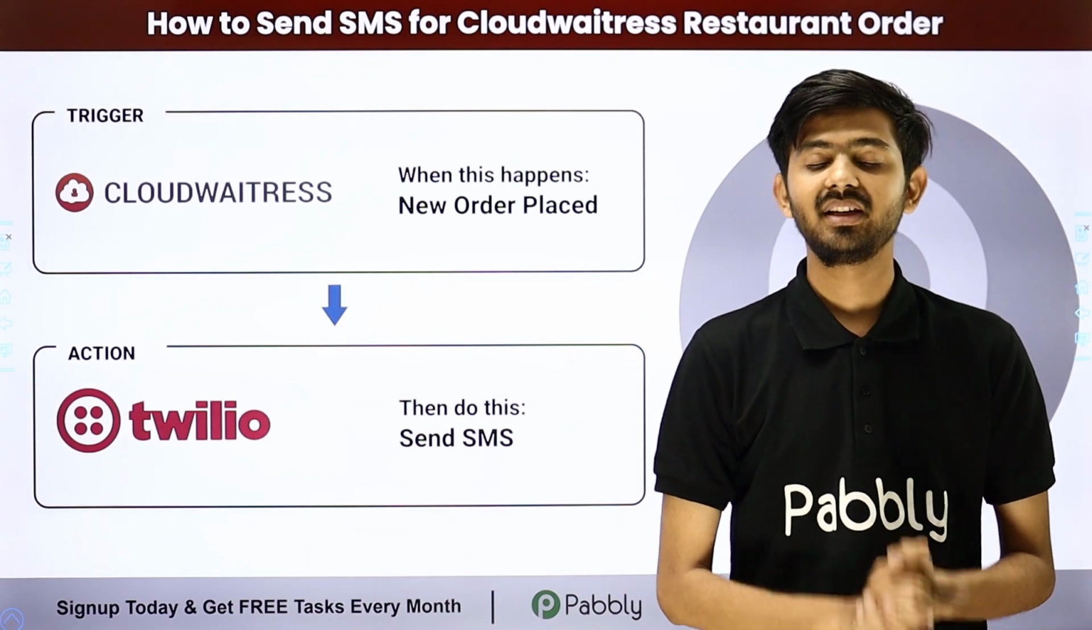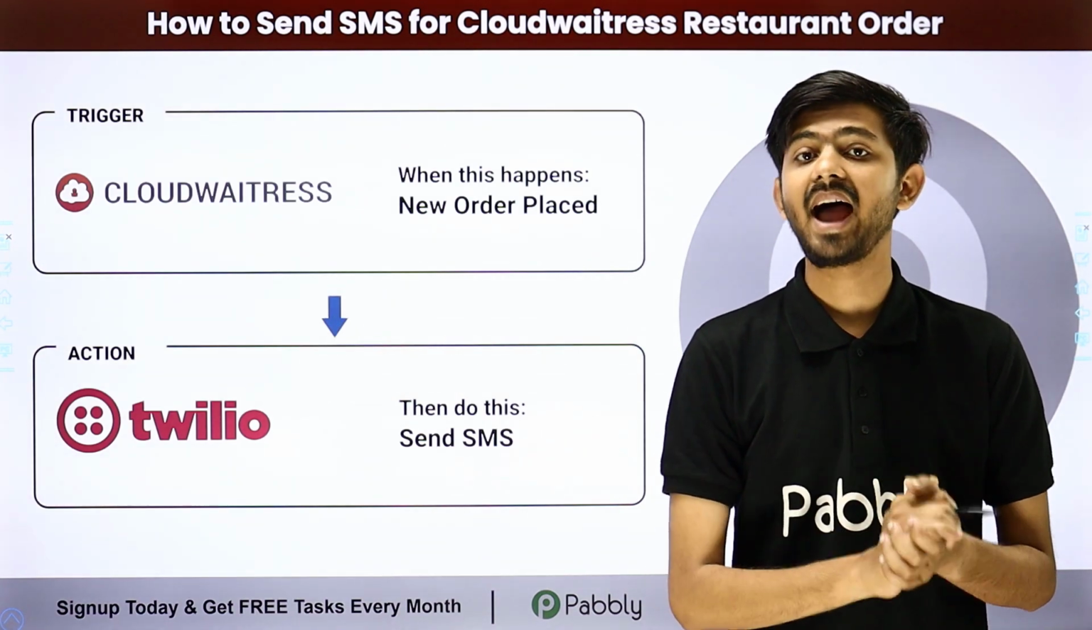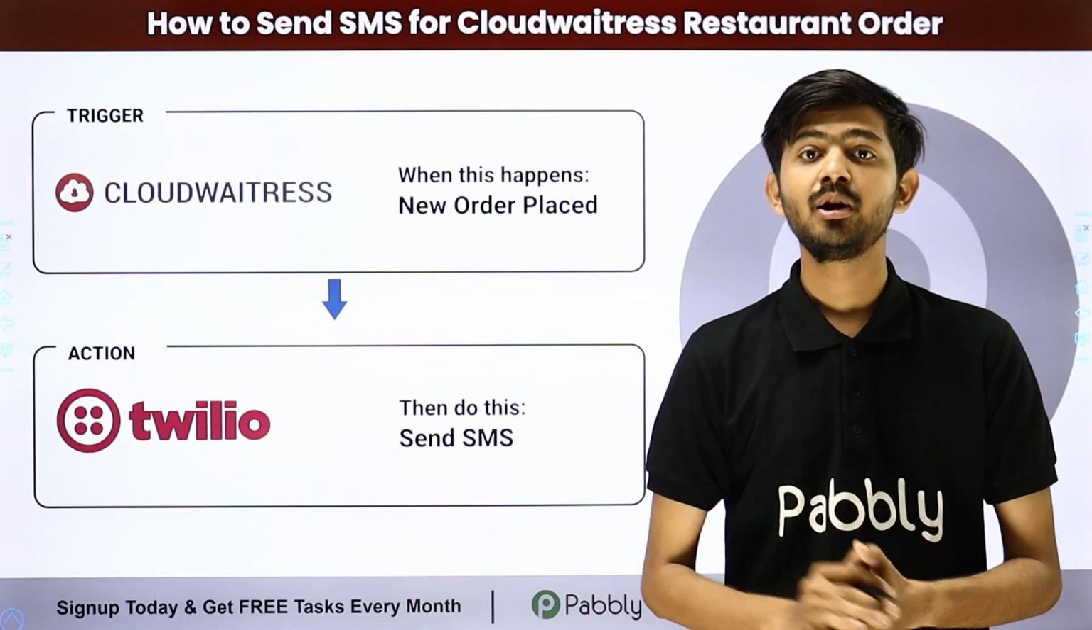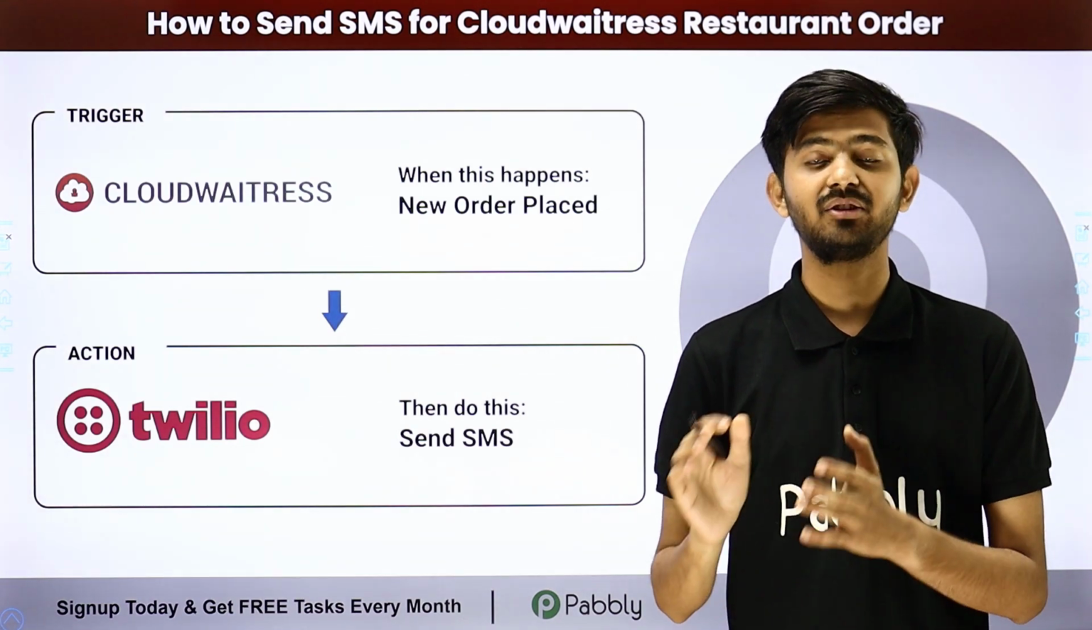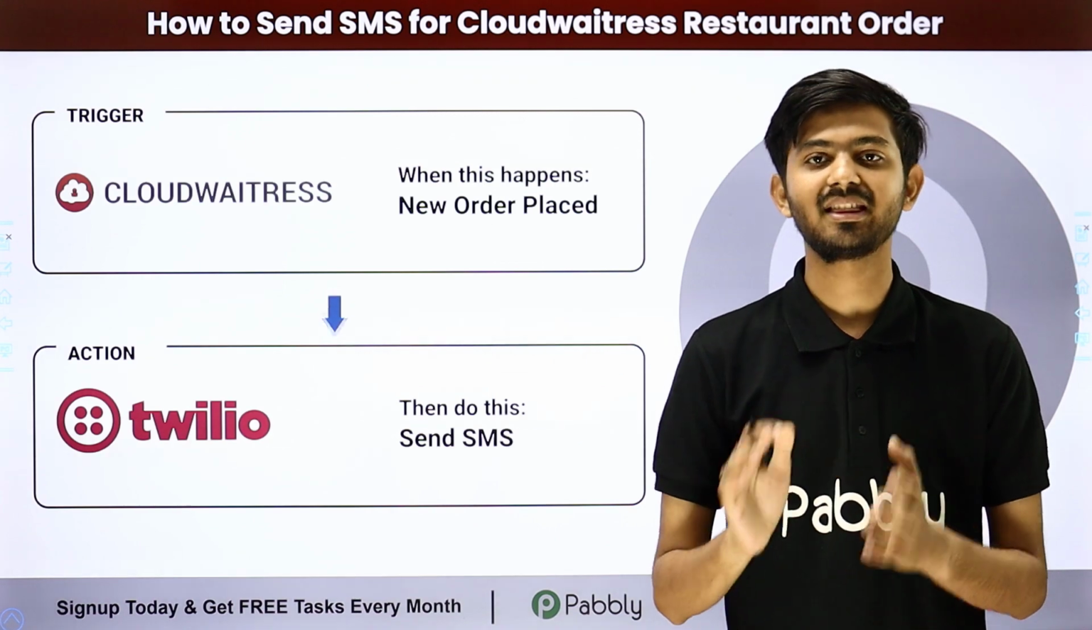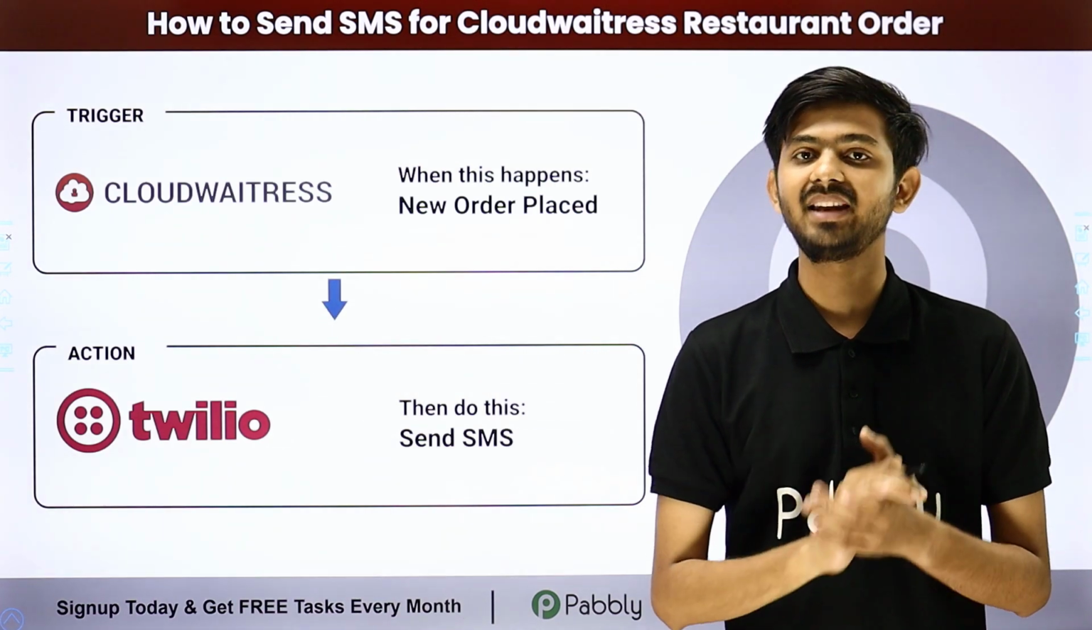So here my objective is that I'm running two different restaurants and I have added these restaurants in my Cloudwaitress account. So whenever I receive any order from these particular restaurants, I want to automatically send an SMS to my customer that their order has been accepted.